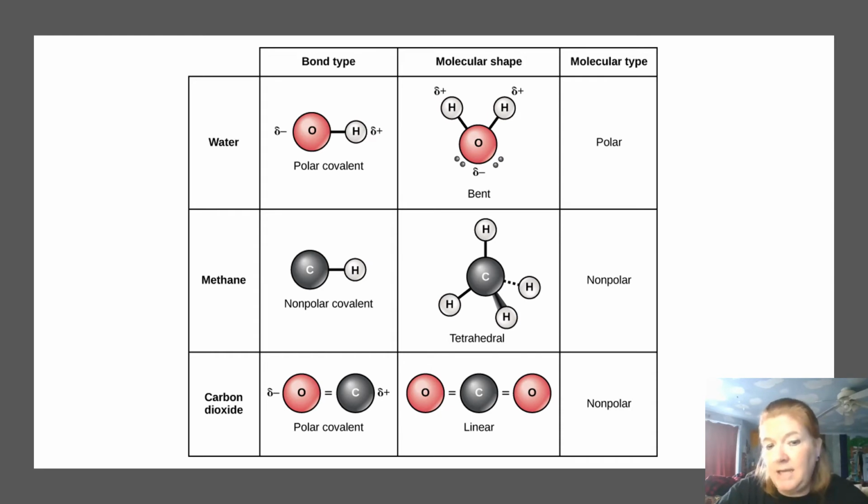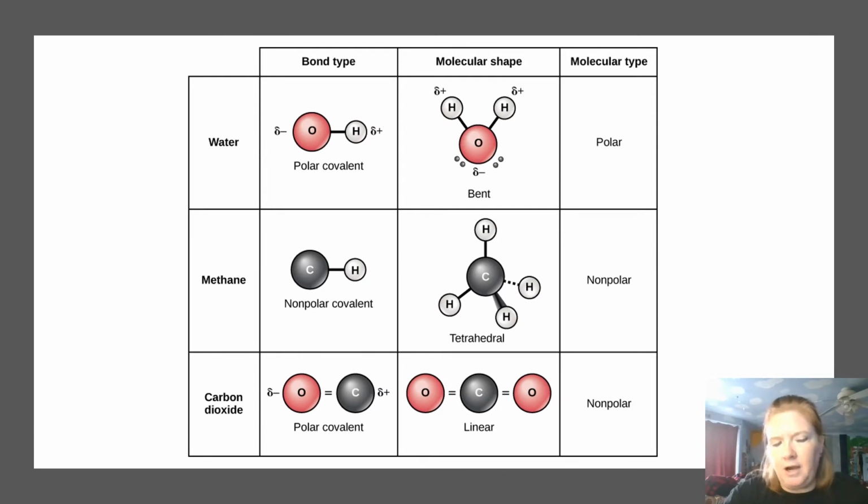Now, methane has a nonpolar covalent bond between carbon and hydrogen. Because carbon has four valence electrons, four hydrogens are attached. This shape is called tetrahedral, and it's nonpolar. So four equally distributed nonpolar bonds give me a nonpolar molecule.